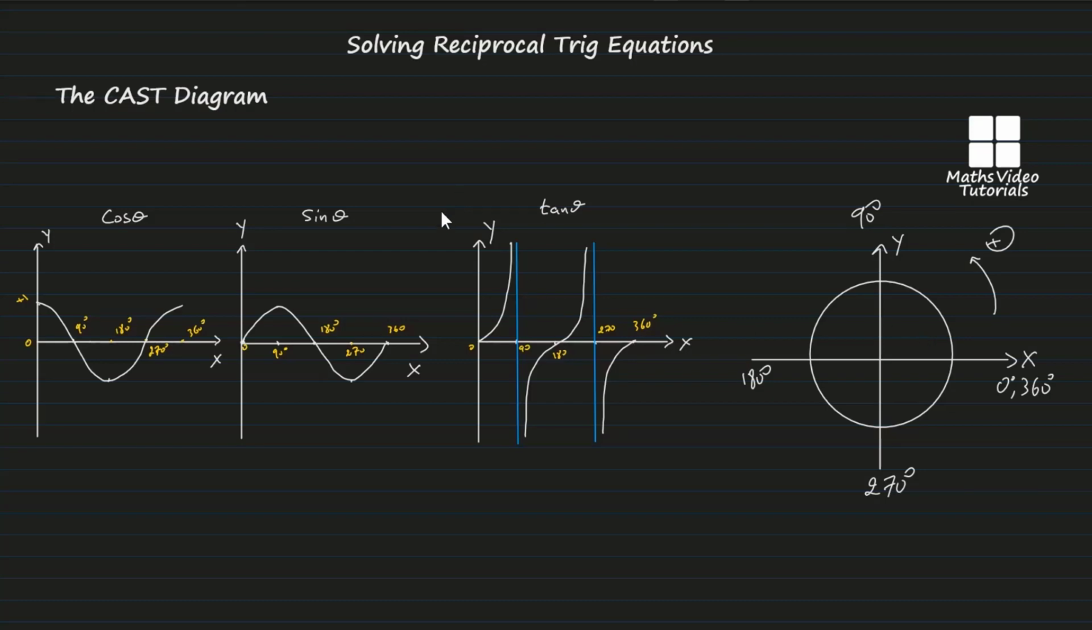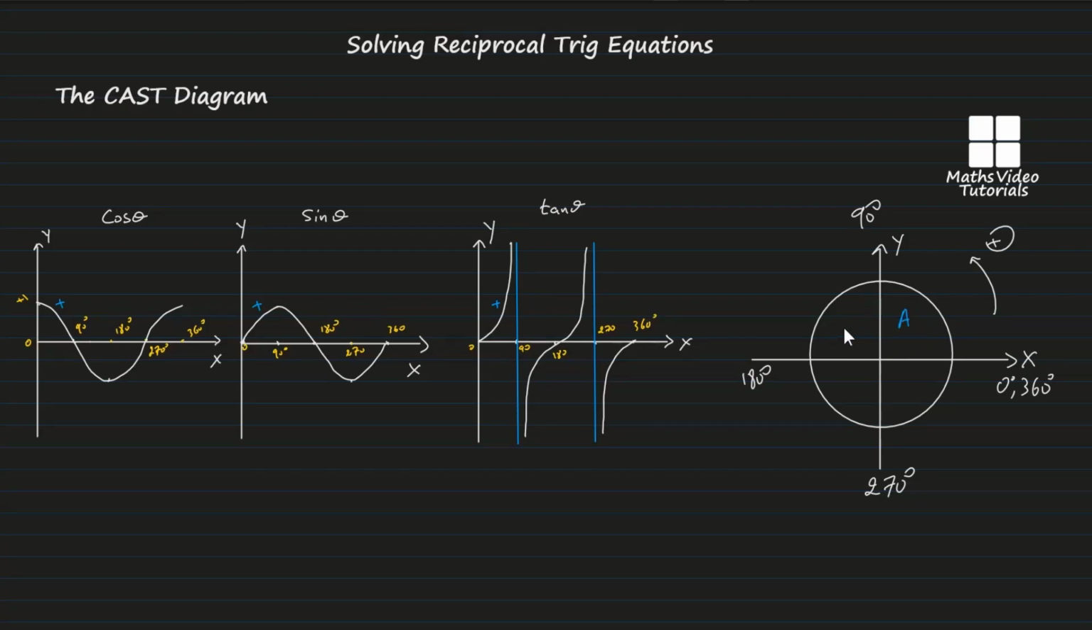In this tutorial, I will explain the CAS diagram, and then I will show you how to use it when solving trig equations. For the first quadrant, which is situated between 0 degrees and 90 degrees, the cos is positive, the sine function is positive, and the tan is also positive. So all three functions are positive, so we label it capital A, for "all".